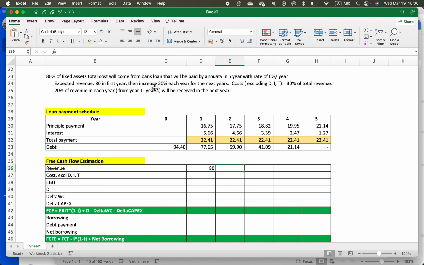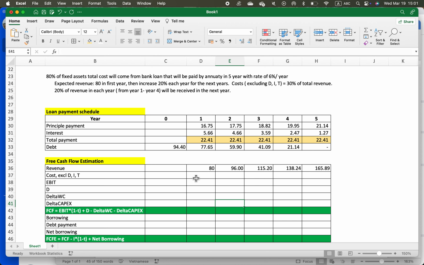an increase of 20%. Which means that it's gonna be equal to the previous year multiplied by 1.2, right? Okay, and this is gonna be the same, so we can copy this one throughout the years left. Okay, cool.